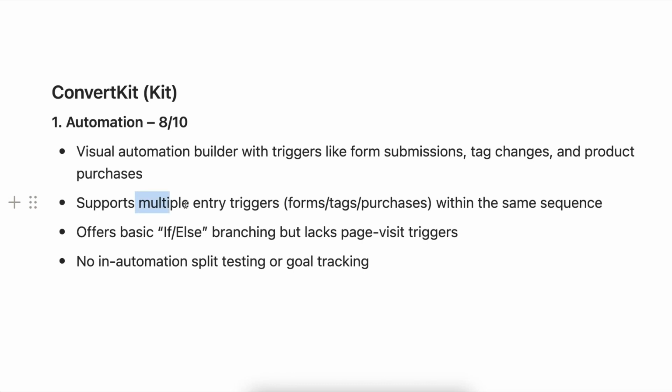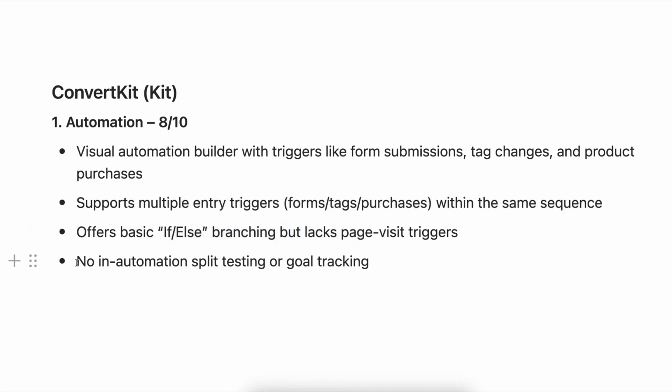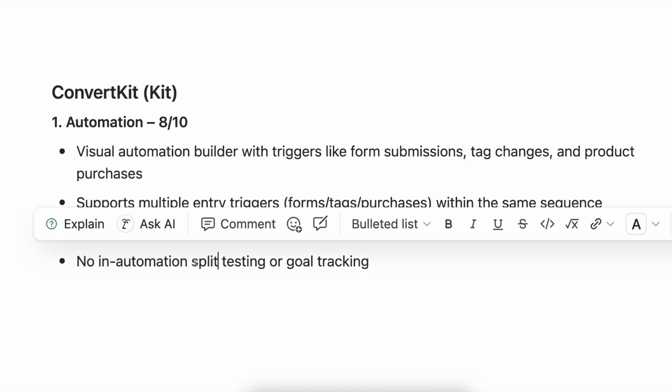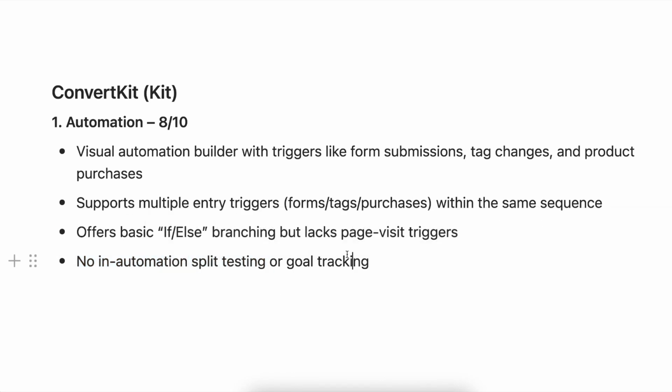You have multiple entry triggers, you have all of the basic if and else branching. The one thing to note here is that there is no in-automation split testing, A/B testing, and goal tracking. So this is something that some other email marketing softwares have that ConvertKit is still lacking. That's why I'll give it an 8 out of 10 in terms of automations.